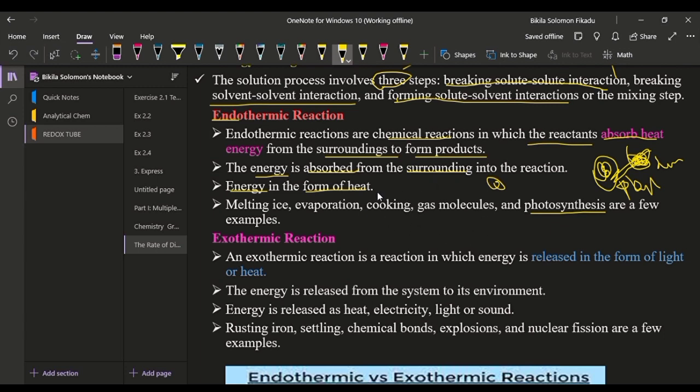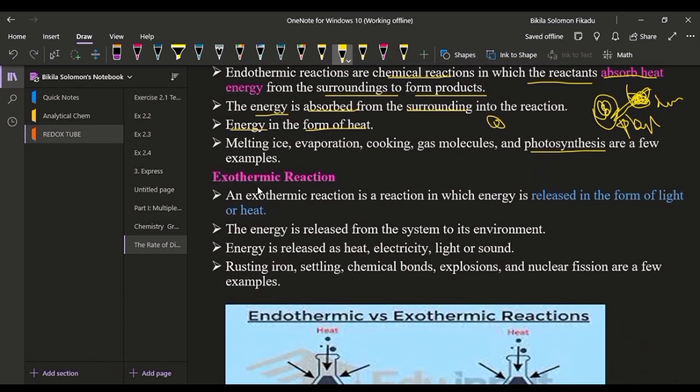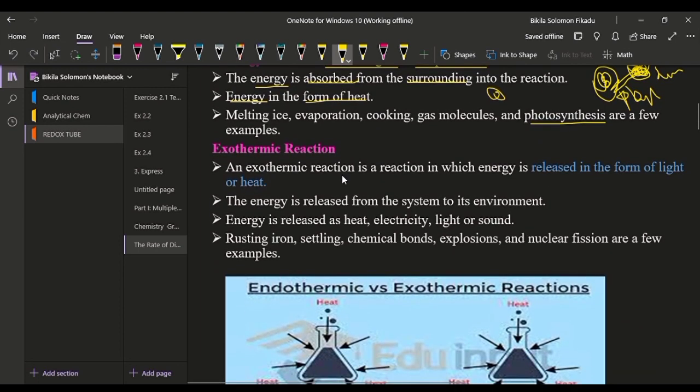So the second one is exothermic reaction. Exothermic reaction means exo means released jechuudha. Immoo released. So it is released in the form of light or heat.